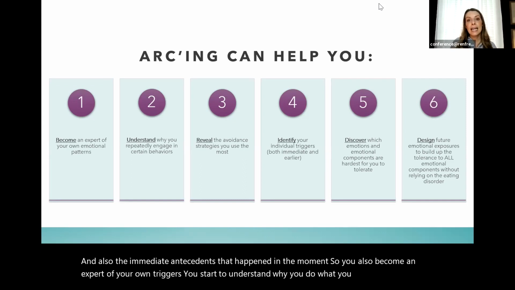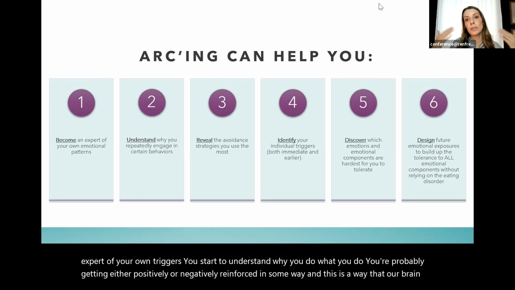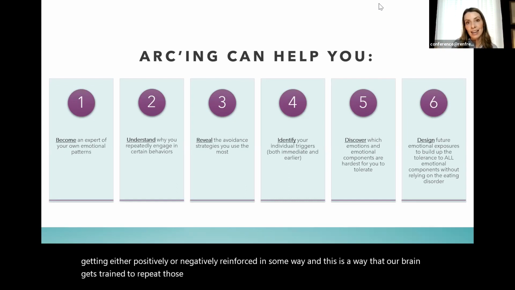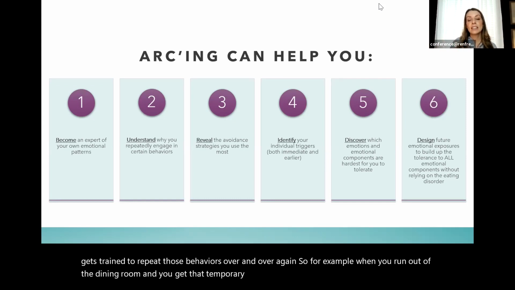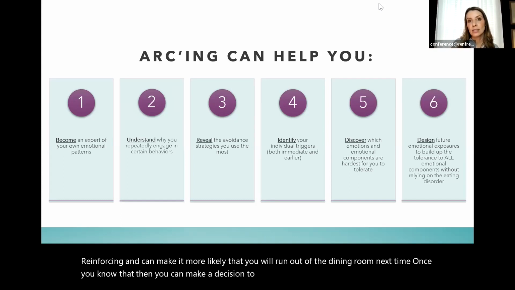You're probably getting either positively or negatively reinforced in some way. And this is a way that our brain gets trained to repeat those behaviors over and over again. So for example, when you run out of the dining room and you get that temporary relief, that is very negatively reinforcing and can make it more likely that you will run out of the dining room next time. Once you know that, then you can make a decision to make a different choice the next time you're at a meal.